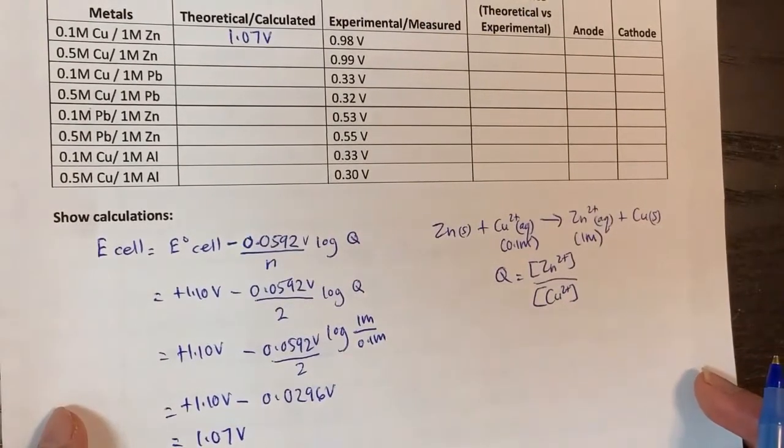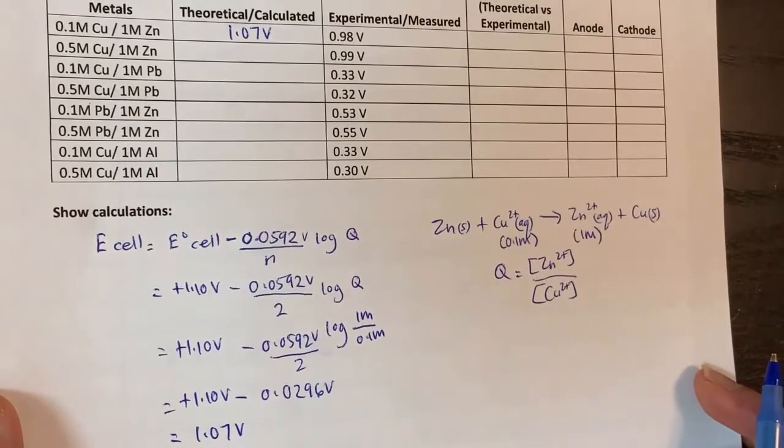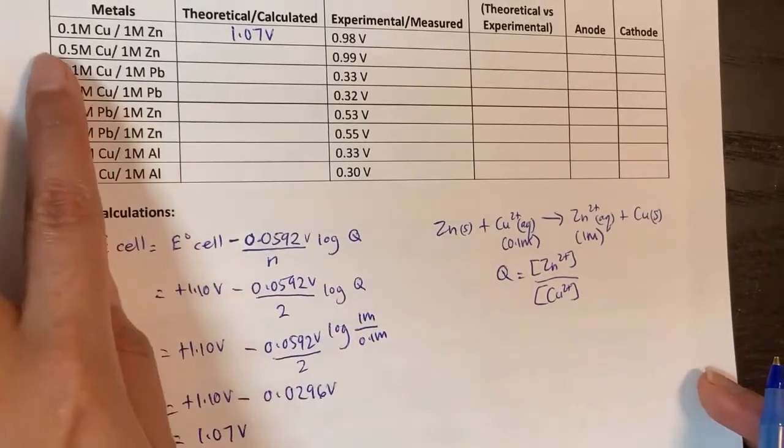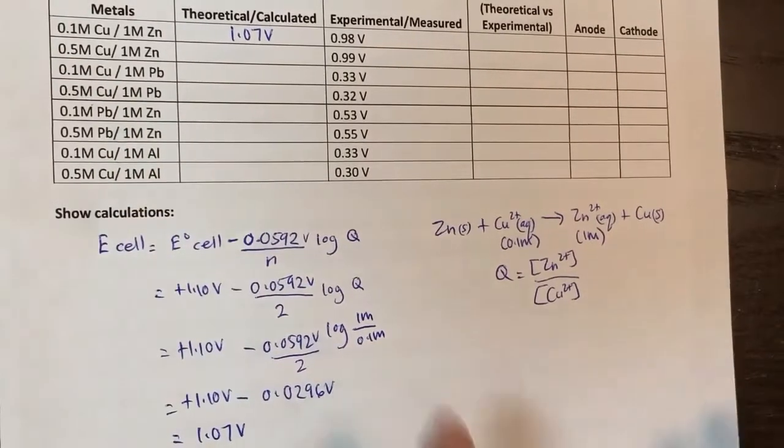Okay? So that's what you would get. You'd be able to calculate it. Now, remember, if you wanted to switch it to the next cell, all you do is switch that to 0.5 here.